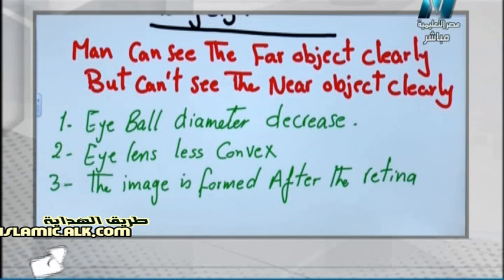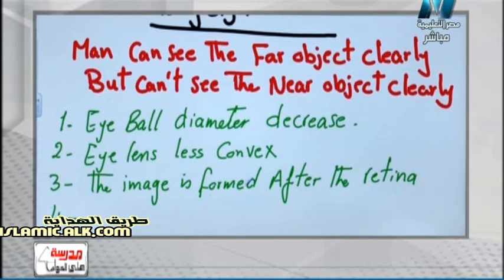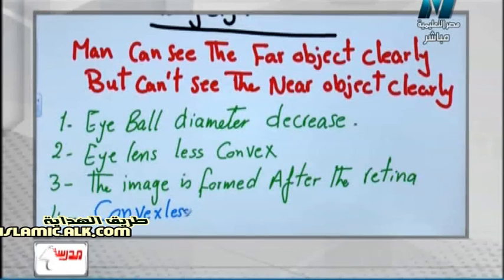So how can we treat this case? I think Mr. Wael can answer this question. We can treat this case by what lens? Yes, due to the decrease in convexity of the eye lens, we need a convex lens. So we treat long-sightedness by using a convex lens.